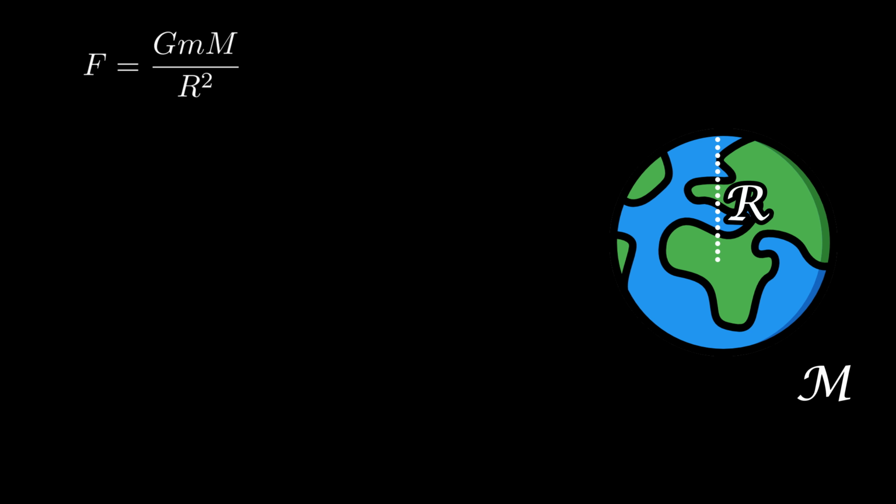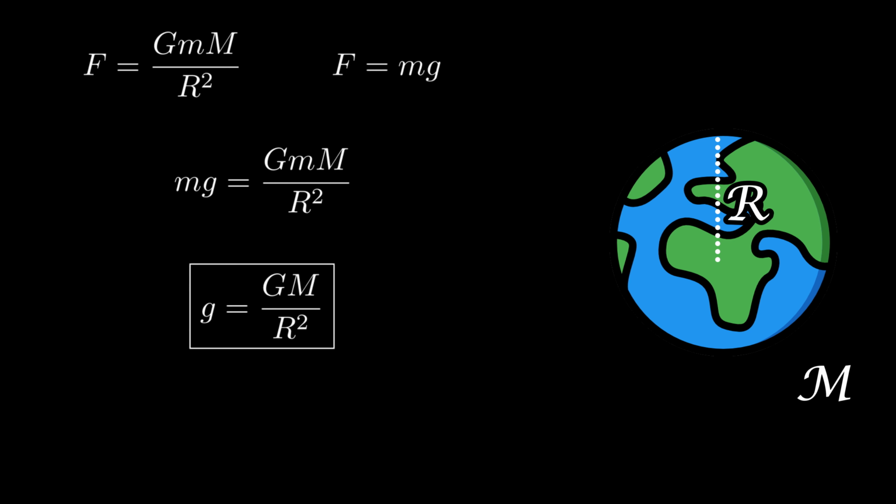We also know that the weight of an object, which is also a force, is given by mass times the acceleration due to gravity. Now, as these equations represent force only, they must be equal as well. Therefore, G m capital M over R square should be equal to mg. Cancelling out small m on both sides, we are left with small g is equal to capital G into capital M divided by capital R square.